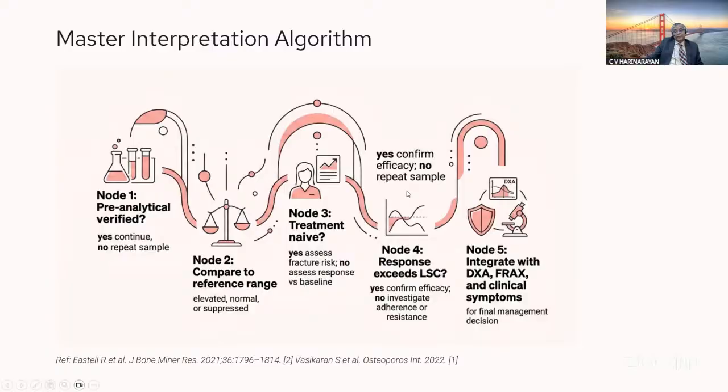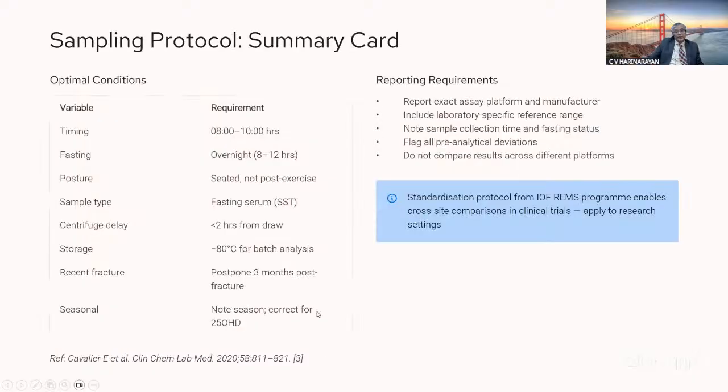Then, yes, confirm; no, repeat sample. Exceeds the least significant change? Yes, confirm the efficacy; no, investigate adherence. Node 5, integrate with DEXA and FRAX and clinical symptoms for final management.